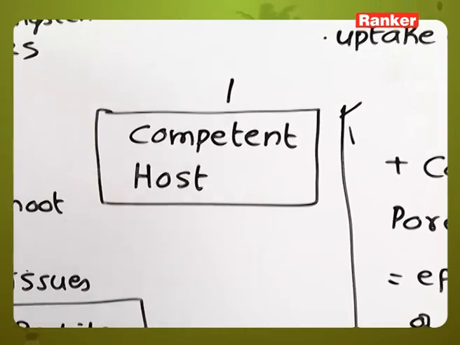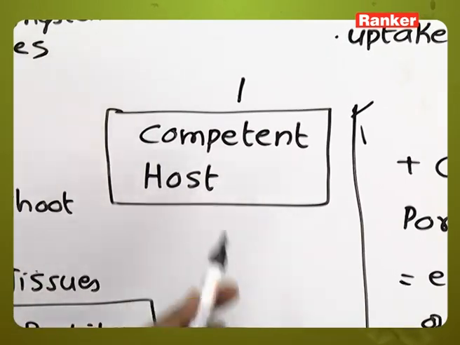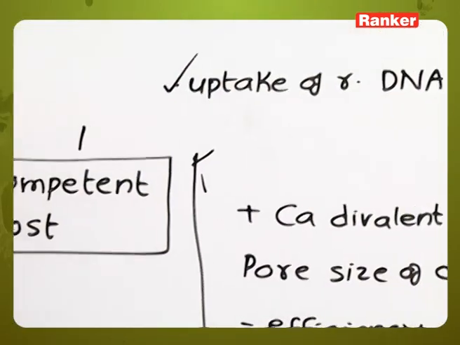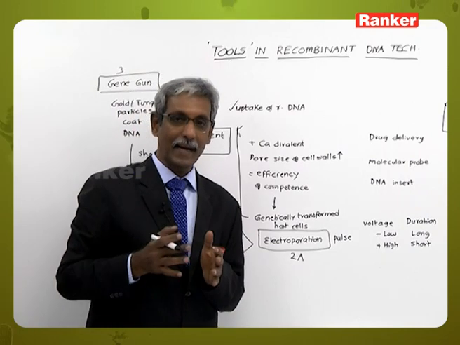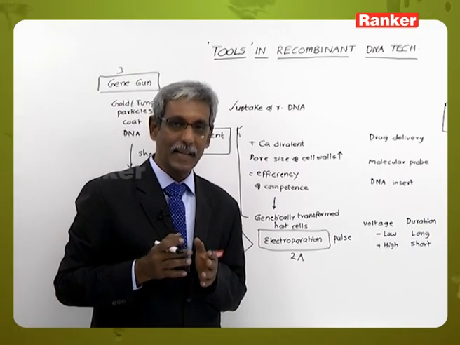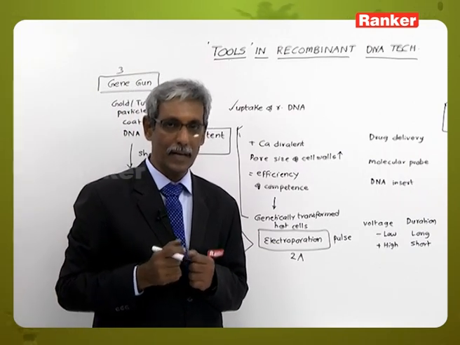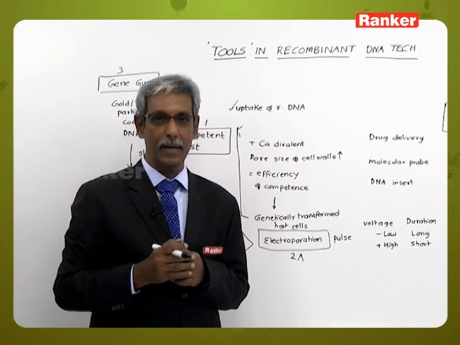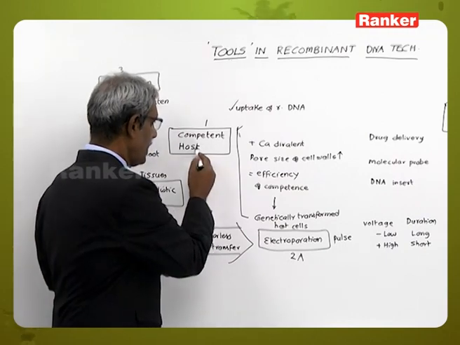A competent bacterial cell is a competent host. A competent host is one which can take up the recombinant DNA. How can you exactly know whether the bacterial cell is taking up the recombinant DNA? What is its capacity to accept the recombinant DNA? That is termed a competent host.